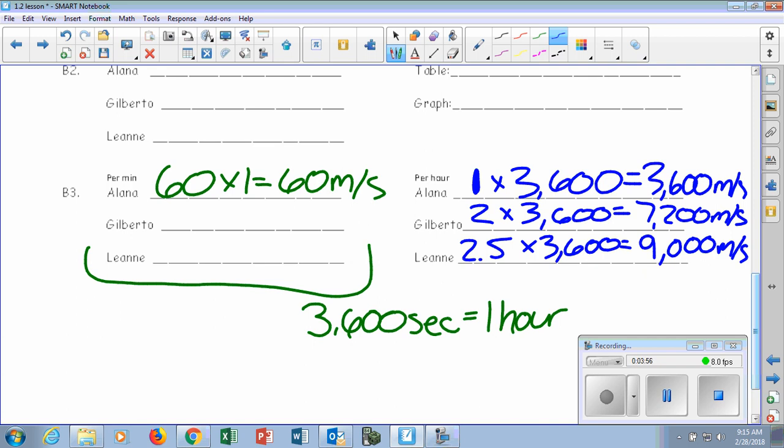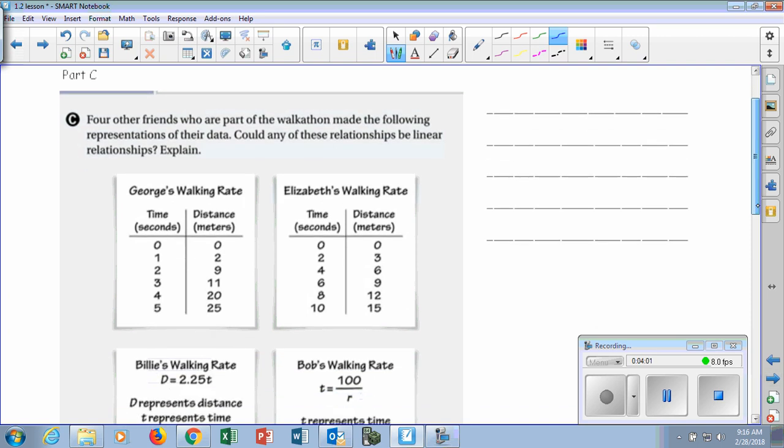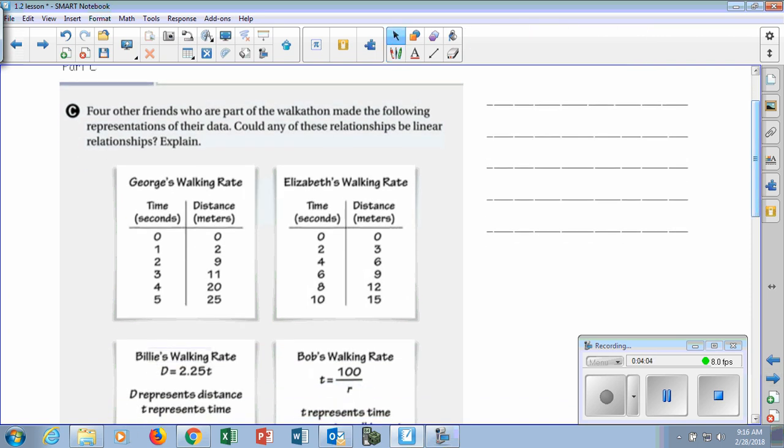Okay, so if we go on to part C, our last page, it says 4 other friends who are part of the walkathon made the following representations of their data. These are 4 different friends now. Could any of these relationships be a linear relationship? Based on what we went over yesterday, let's review a little bit, how can we determine, looking at a table, if it is going to be a linear relationship, which means it is a linear equation? We can make a linear line in a graph.